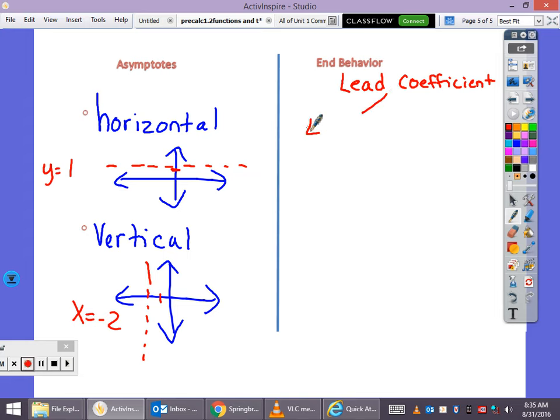it will either be an even number or an odd number. Okay? Good? So 2x to the 4th or 3x to the 5th. All right. Oh, we're looking at the power. It says lead coefficient, but we're looking at the power. This is the power. Sorry. Okay.